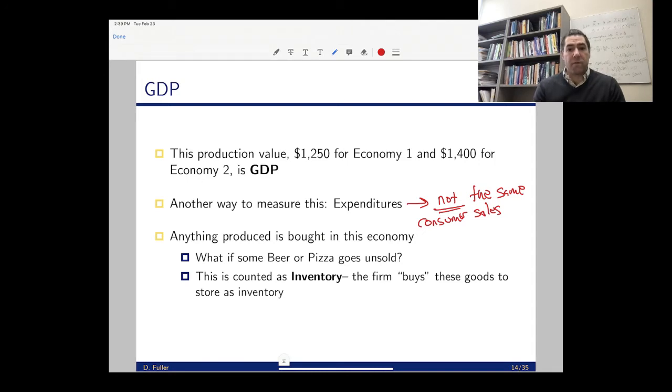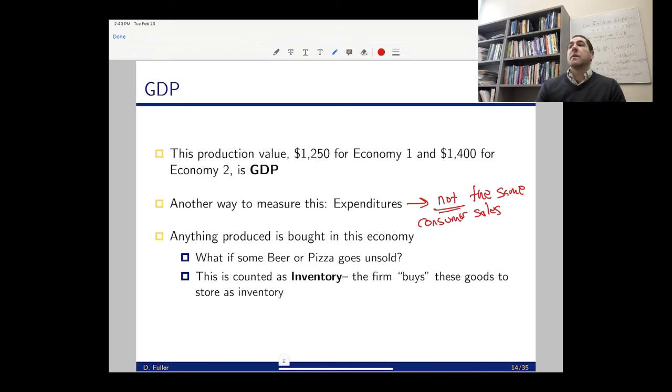Firms buy things, right? Companies buy goods and services, and that's all going to count as expenditures. Foreigners buy things. So just looking at consumer sales is not the same thing as expenditures. Okay, so we'll define expenditures in a little bit more detail in one of the next videos. So one thing that we have learned, though, is that anything produced has to be bought in some sense.